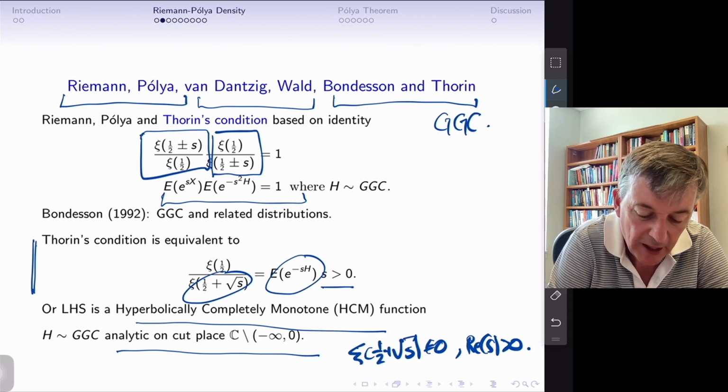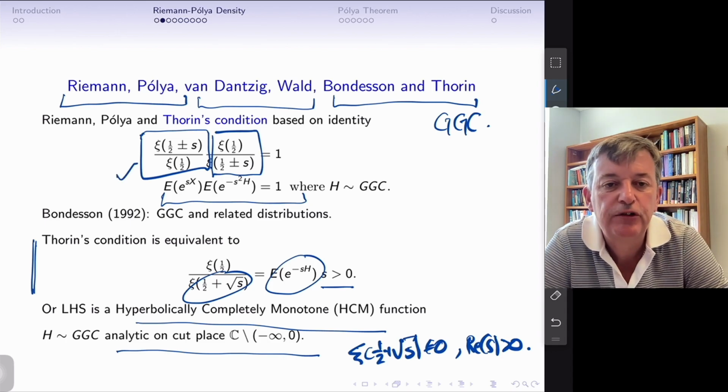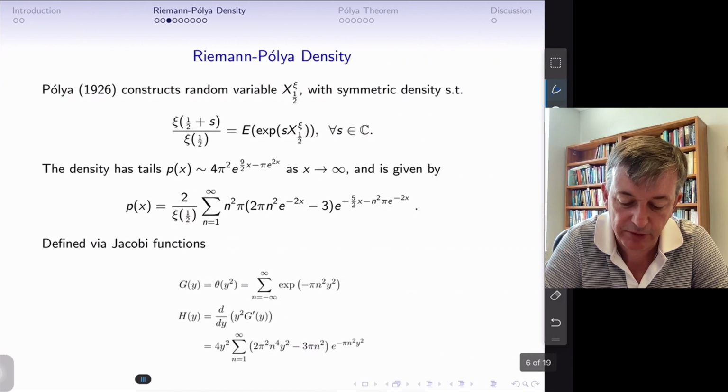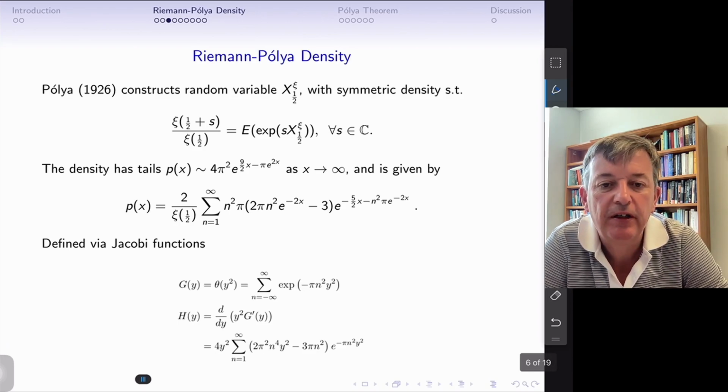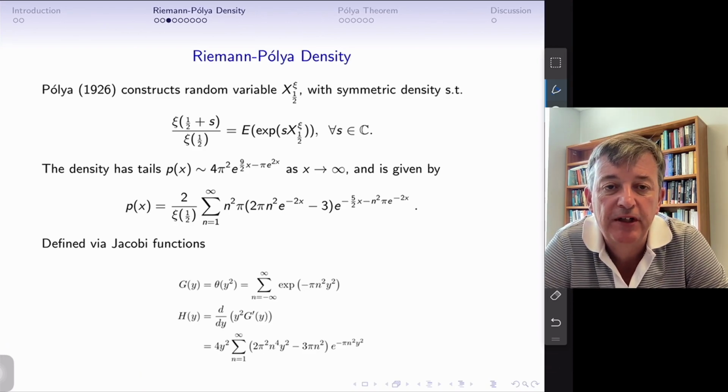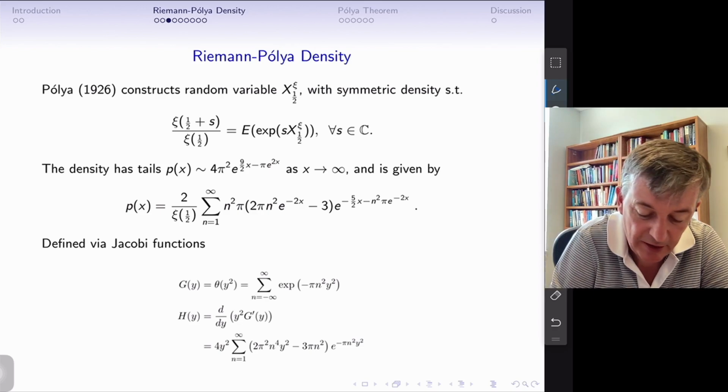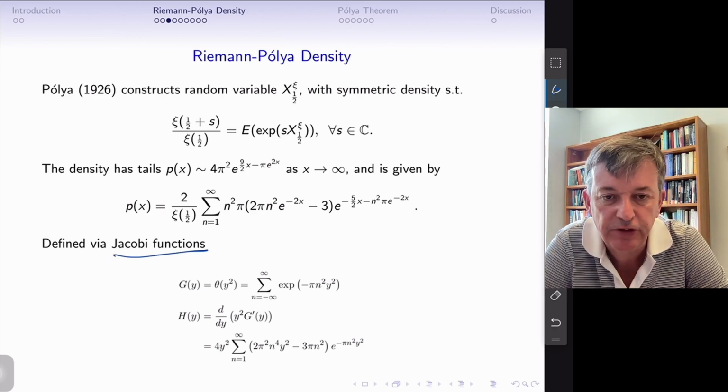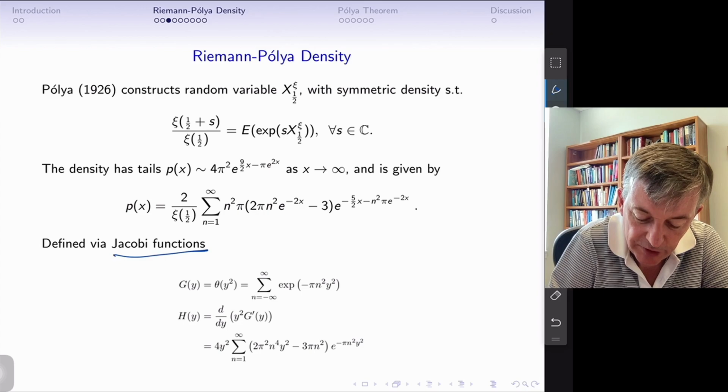Okay, so today's talk, we're going to look directly at the Riemann Polya approach and propose a couple of new thoughts there as well. Okay, so let me be explicit. What exactly is the Riemann Polya density? So, Riemann basically found the density in terms of Jacobi functions. So theta is a Jacobi function.